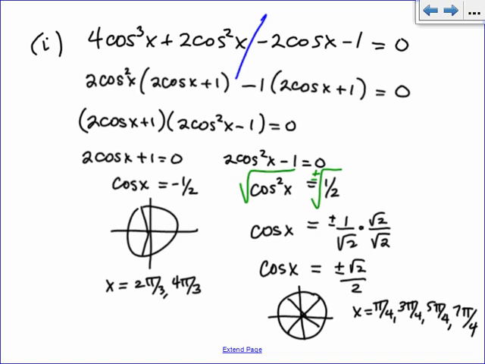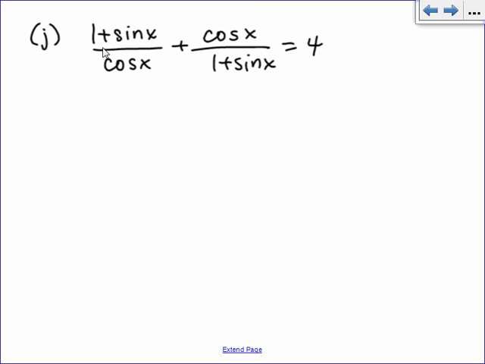So J. J is a little bit harder. It's not exactly set up in a way that's familiar at first, but you might have remembered these types of things from the identities. So one thing that you can always do is try to get common denominators. So if you have cosine of x and 1 plus sine of x, that means you're going to multiply the first fraction by 1 plus sine of x on the top and the bottom, and you're going to multiply the second one by cosine of x.